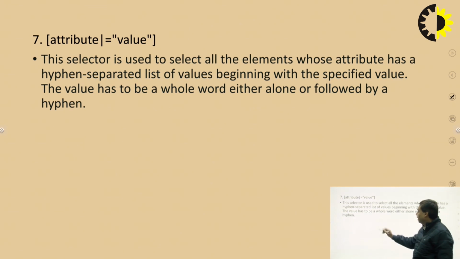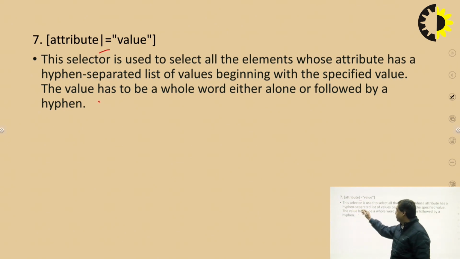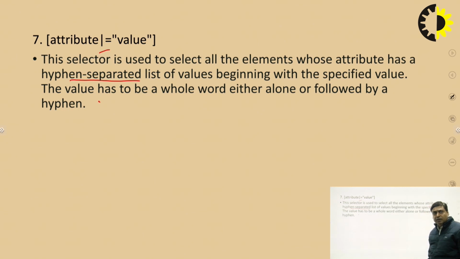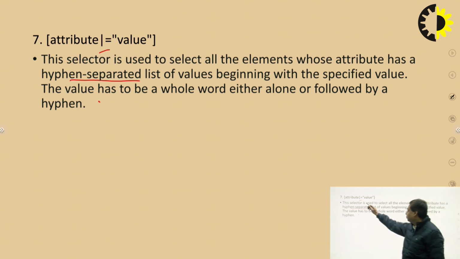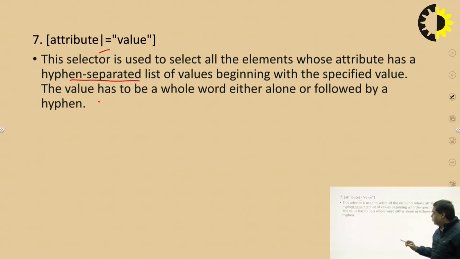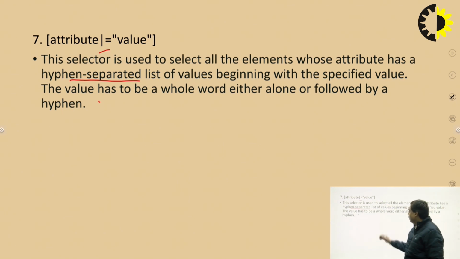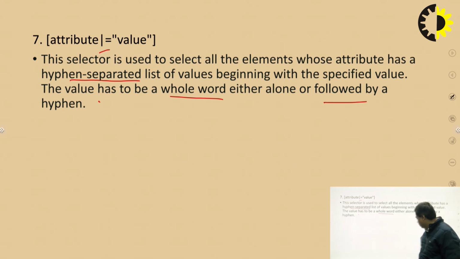Next is the pipe symbol. So it is used, first important part, the value must be hyphen separated. Remember, earlier the example was space separated. Now here I am talking about hyphen separated. If you are using the pipe symbol, the list of words should be hyphen separated, beginning with the specified value. So you can specify the value. Value can be a whole word or it can be followed by a hyphen.